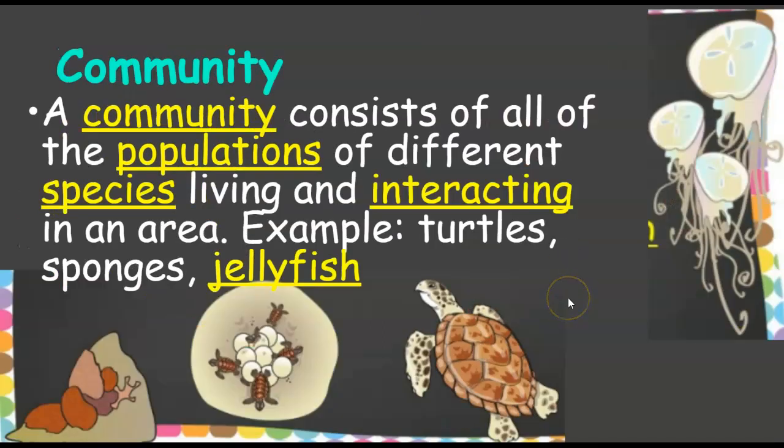All right, and then we're going to build from that. We're going to start with organisms, and then we're going to get a group of the same organisms to make a population. And then we're going to go to a community, which consists of all the populations of different species living and interacting in an area. So all of these living populations are living and working and interacting together. For instance, we could have a community that involves jellyfish, sea turtles, their eggs, and the baby turtles. And then you have sponges.